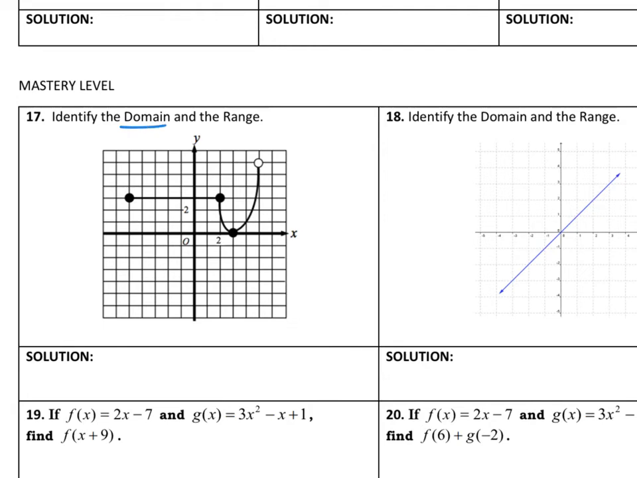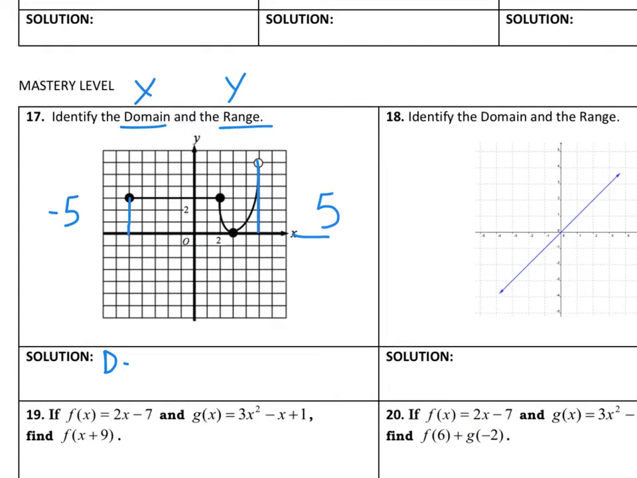Alright, I have another domain and range question. So remember, domain is dealing with my x values and range is dealing with my y values. So we can look at the x-axis first to find my domain. And I notice that on the x-axis I have this point here at negative 5, and the furthest other point on my x-axis is here at positive 5.